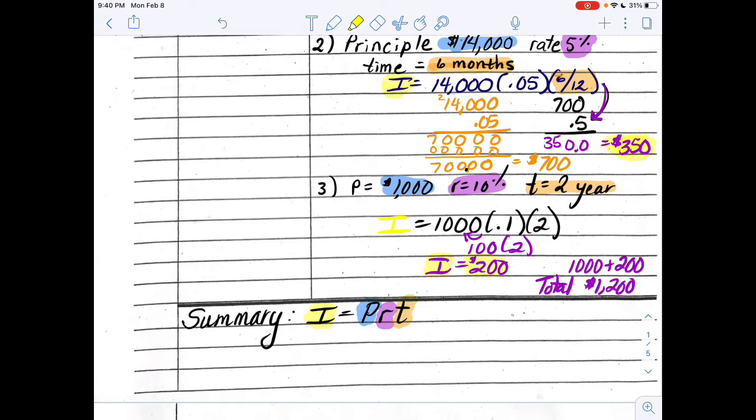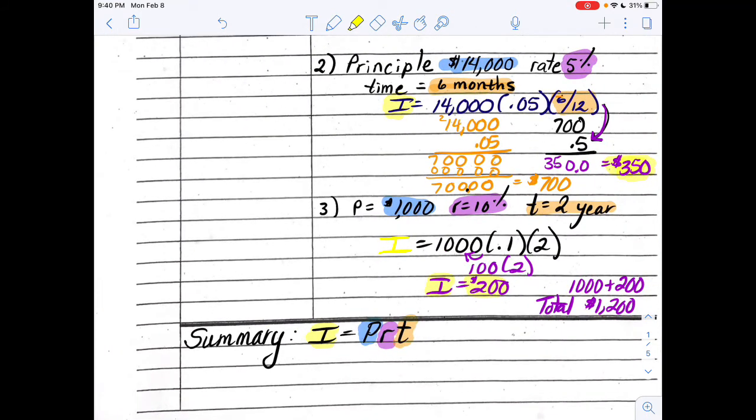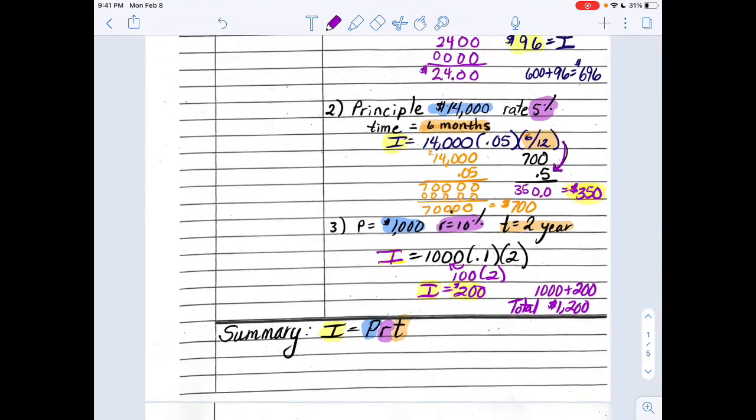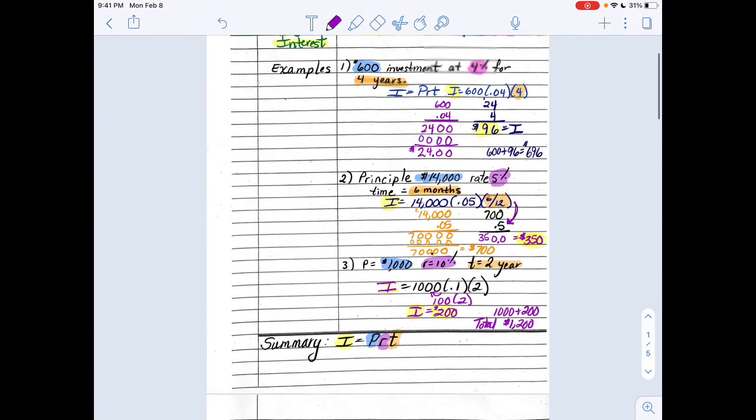All right, so be careful that you look at which way they're asking or which one you're trying to figure out, total being paid back or just the interest. All right, so in summary, our interest equals P times R times T, and that's principal times rate times time. And the only time you have to be careful with time is if the time is not a full year.